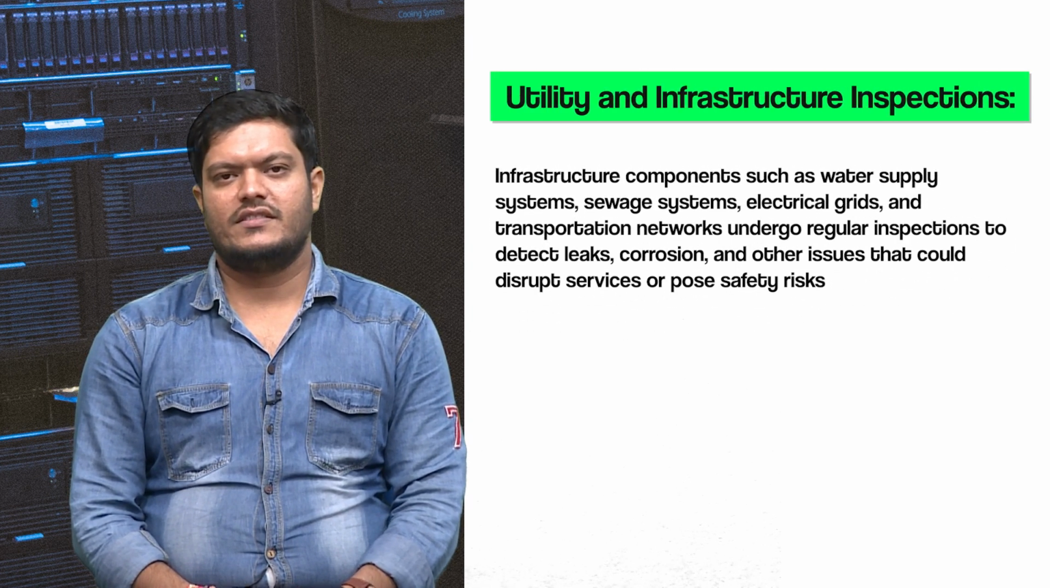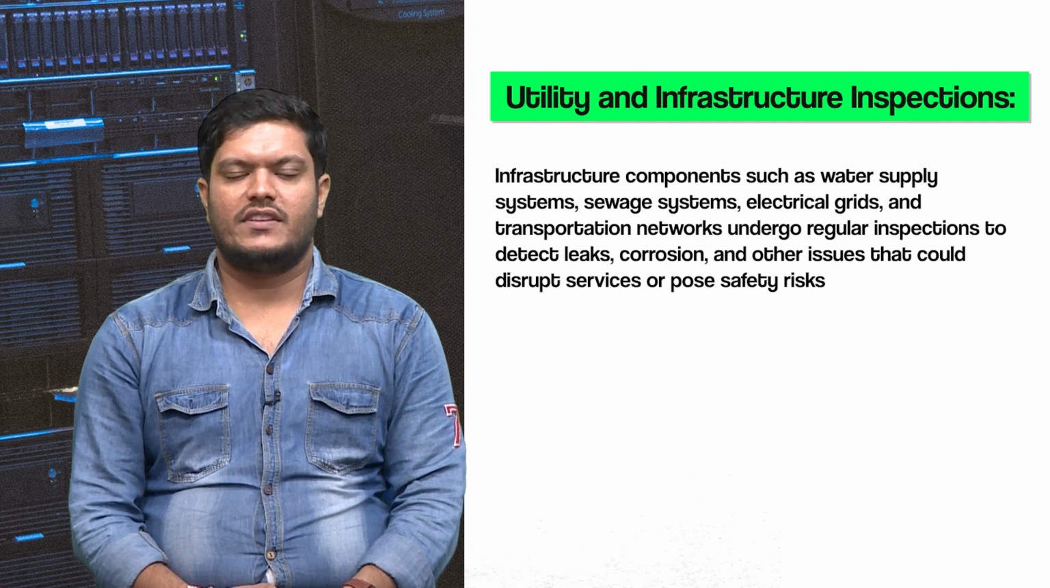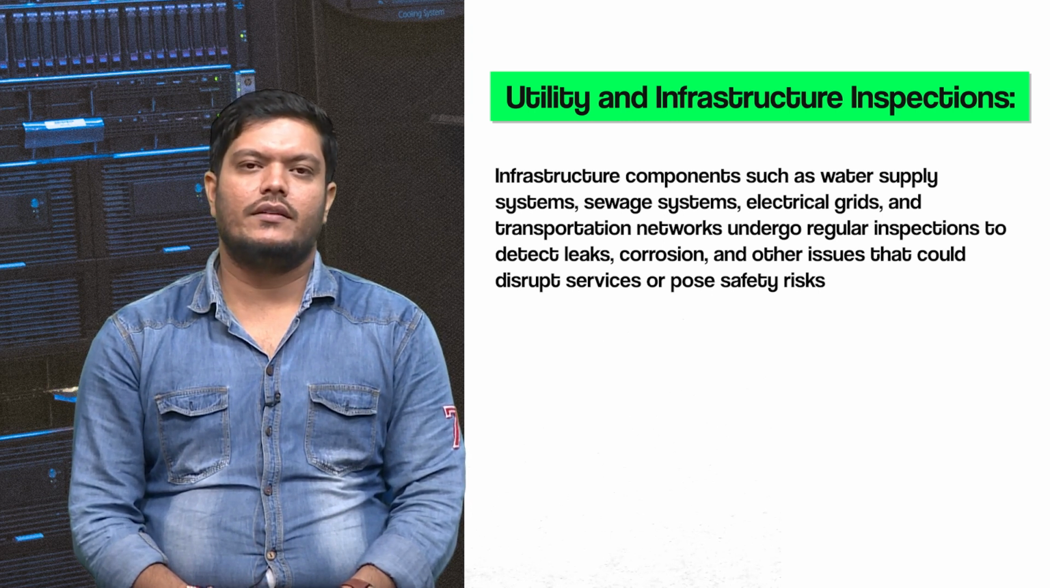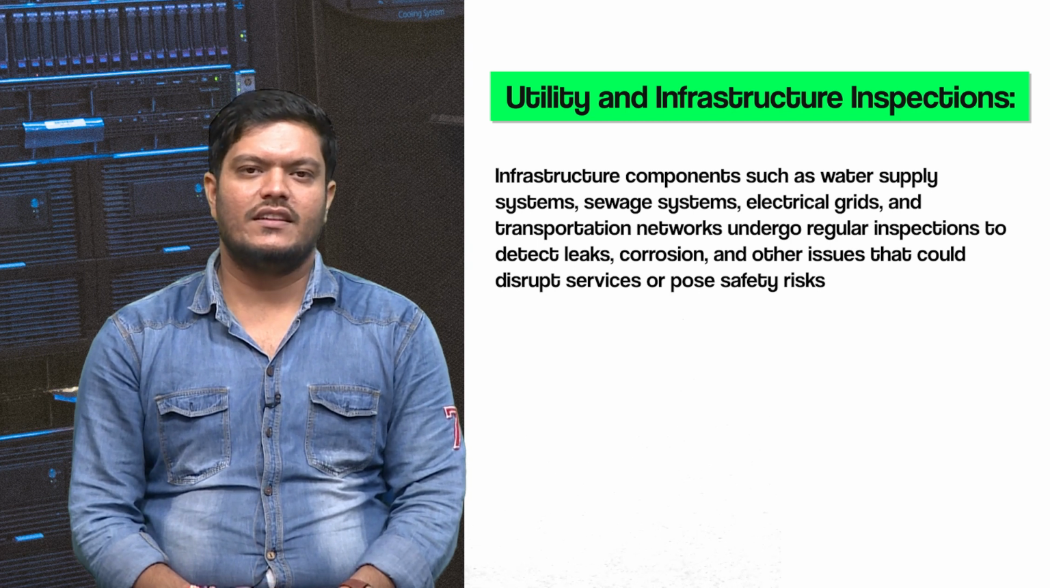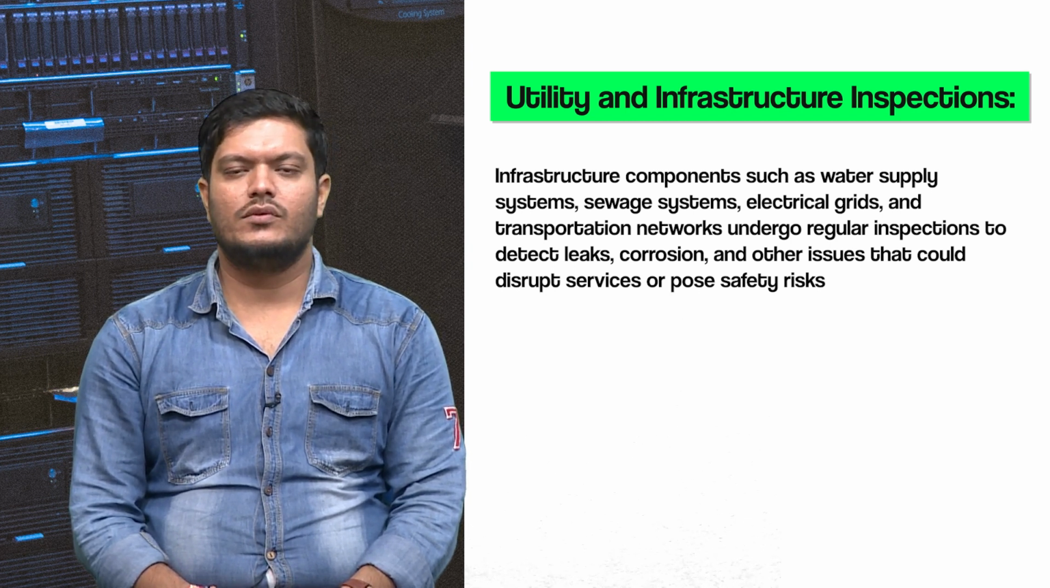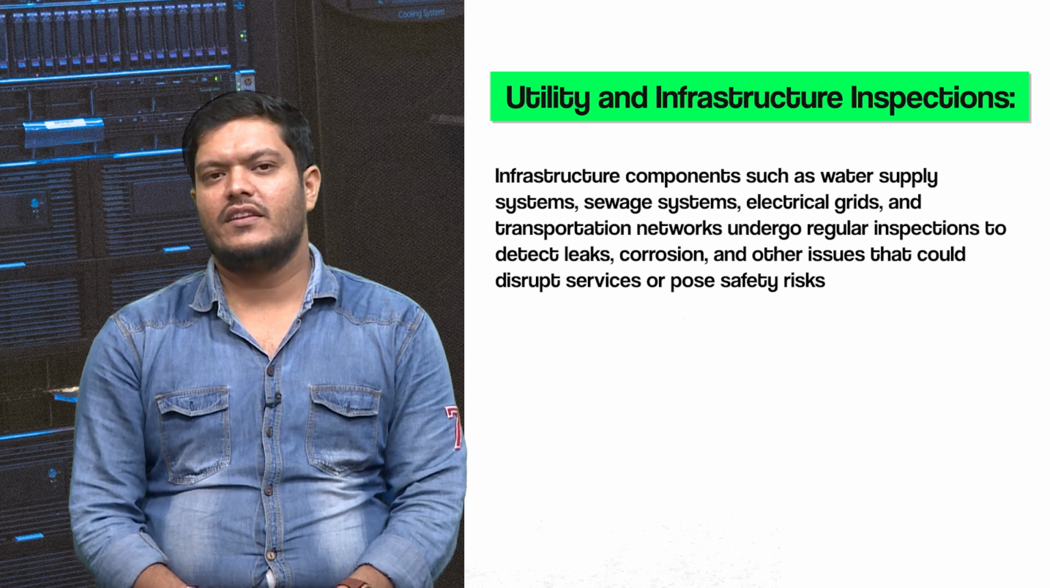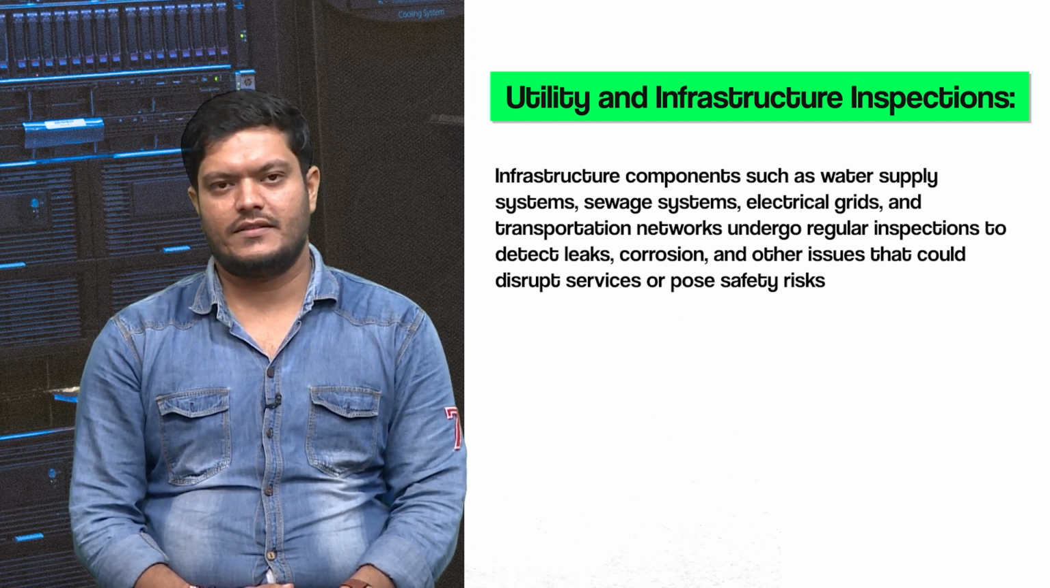Utility and infrastructure inspections. Infrastructure components such as water supply systems, sewage systems, electrical grids, and transportation networks undergo regular inspections to detect leaks, corrosion, and other issues that could disrupt services or pose safety risks.